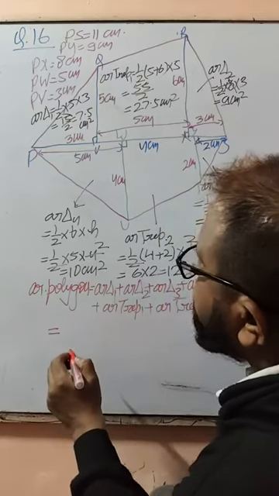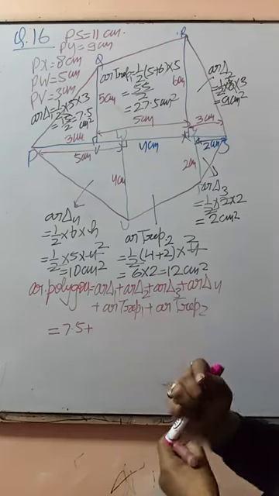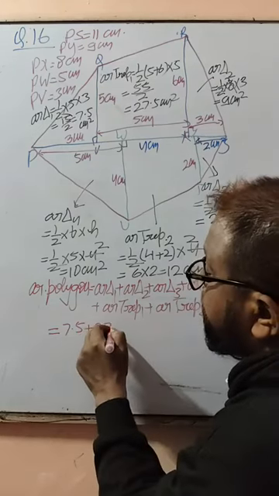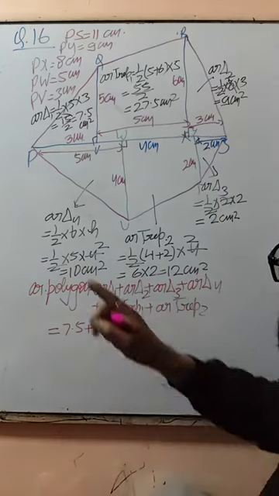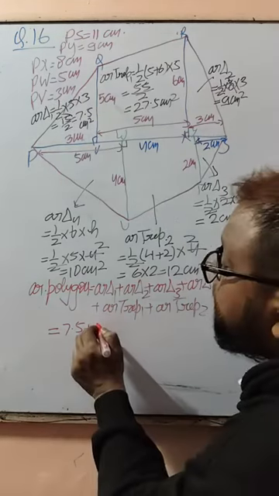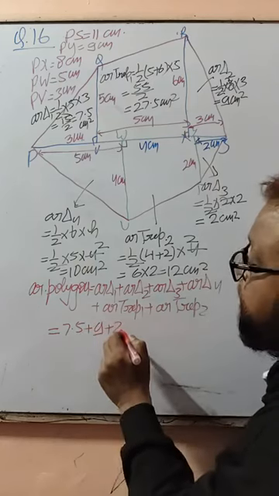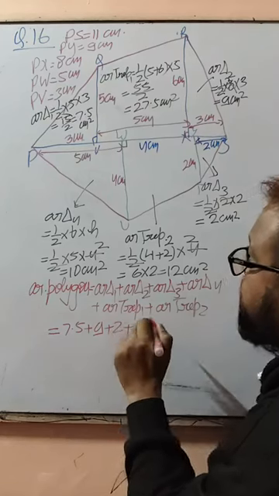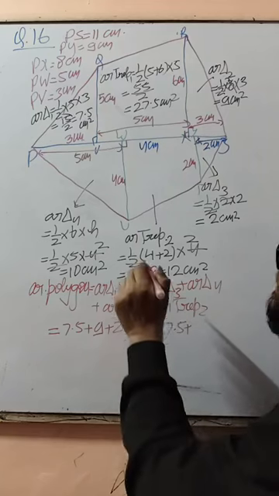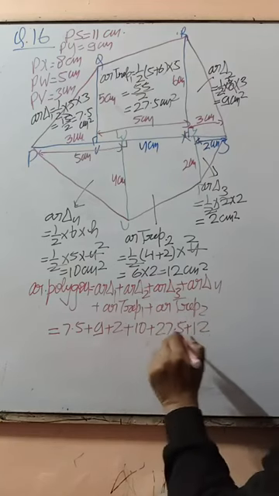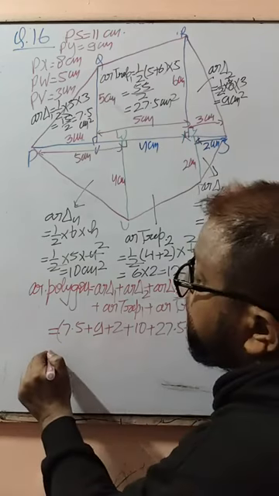Tell me now. First one is 7.5 plus 27.5. No, first you tell me the triangles. Triangle that 7.5. Nine. This is 9. Then 2. 10. Then 10. Then trapezium 27.5, 12, plus 12. This is centimeter square.